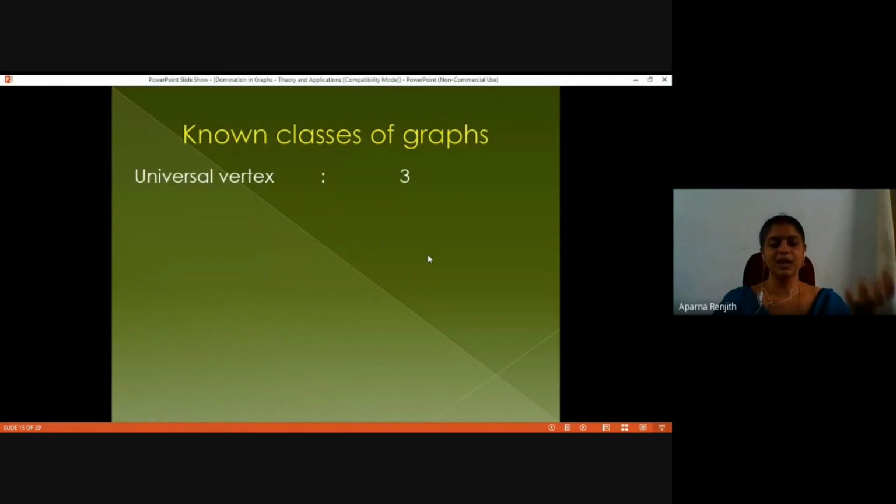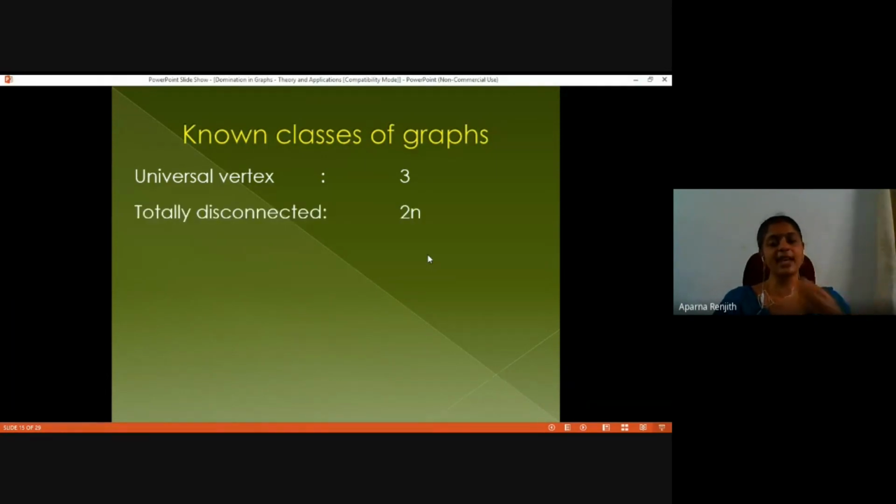So here are some special cases. If a graph has a universal vertex, then the domination number is 1, because that single vertex can take care of all other vertices. In that case, if we assign the value 3 to that particular vertex, we get a double Roman dominating function, and that is going to be the minimum possible. So if a graph has a universal vertex, then the double Roman domination number of that graph is 3.